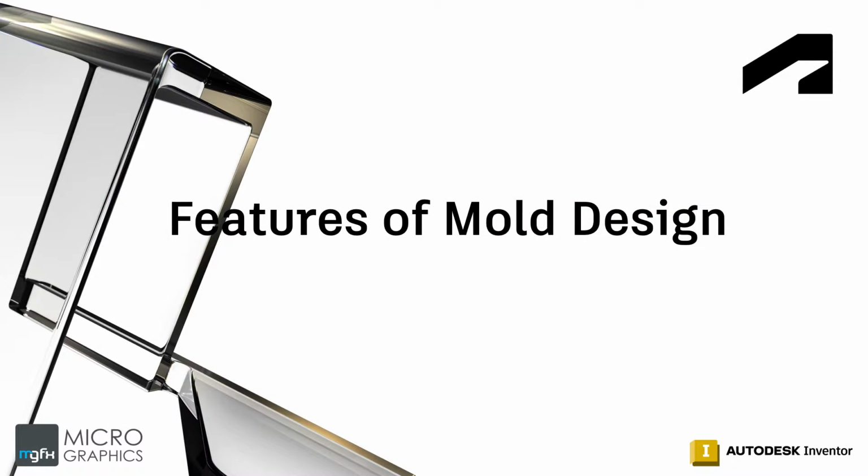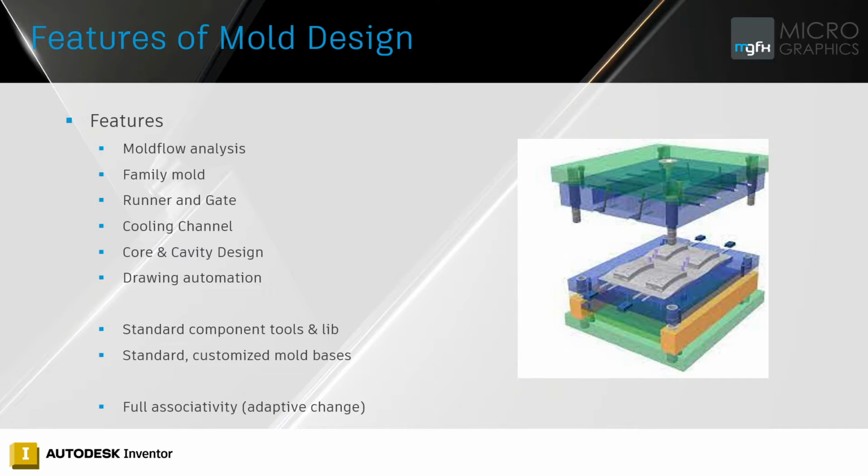So let's take a little bit of an in-depth look at the features of mold design. Like we just said, we've got mold flow analysis. We've got family mold, where you can mold a family of parts. We've got runner and gate options. We've got options to put in cooling channels as well as cooling components. Then of course we have the automated core and cavity design, which is the basis of the mold design process. And we have tools to allow with your drawing automation.